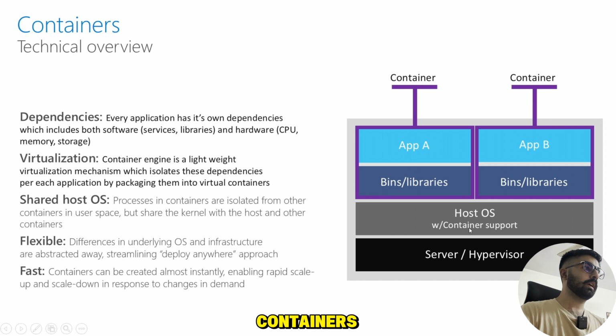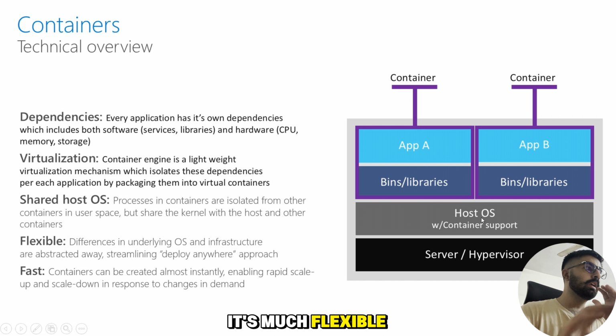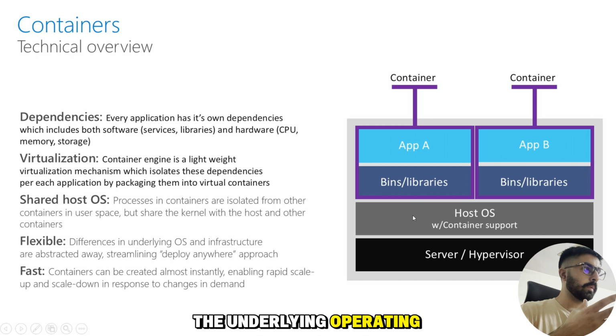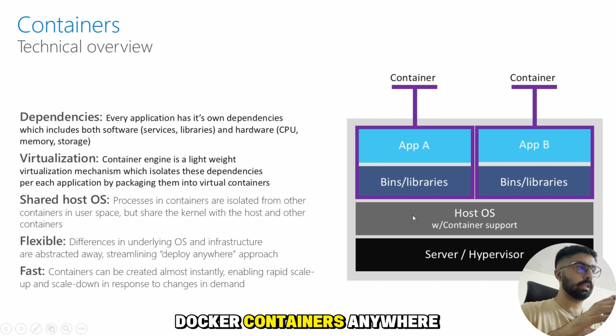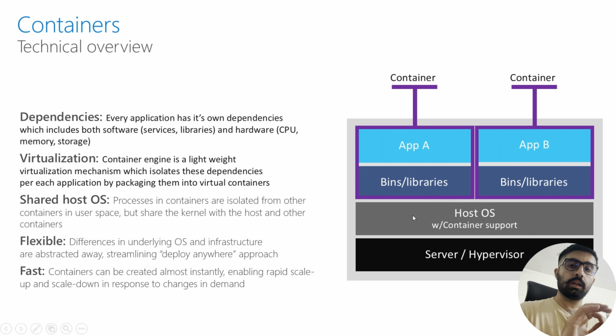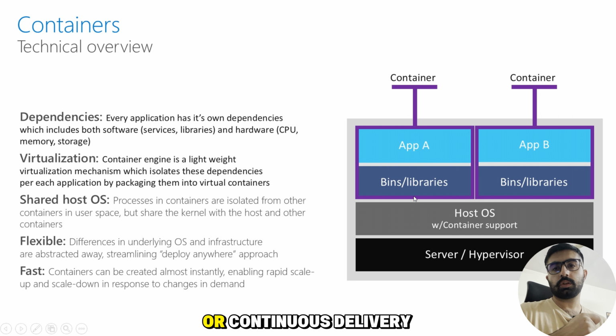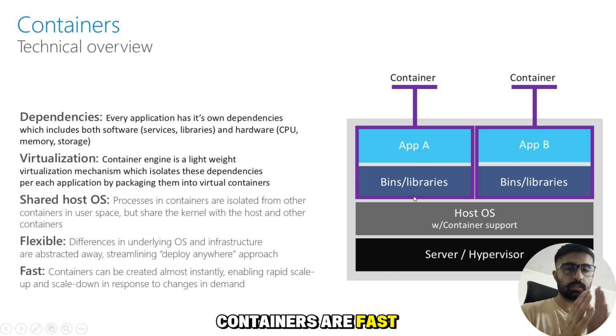Processes in containers are isolated from other containers in user space but share the same kernel with the host and other containers. It's much more flexible, and differences in the underlying operating system infrastructure are abstracted away in running the Docker containers anywhere in your repositories, or in your current CI/CD, continuous integration or continuous delivery, platforms. So Docker containers are fast, and they can run everywhere.